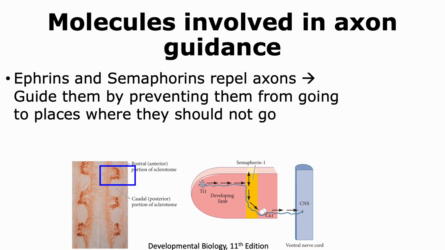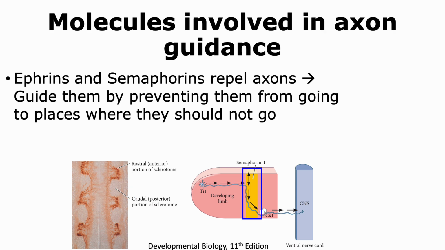Here is an example where motor neurons have been stained. And what the box is showing is the presence of motor neurons, which are these dark orange structures that are present in the anterior portion of the sclerotome. These are present in somites, and we had seen the sclerotome when we had studied the neural crest migration. Now, when we look at the caudal or the posterior portion of the sclerotome, we don't see the presence of the motor neuron axons. This is mainly because in this region we have the ephrins and semaphorins that prevent the axons from coming to the posterior part.